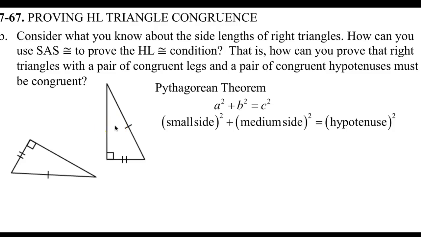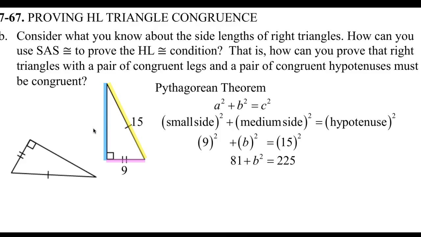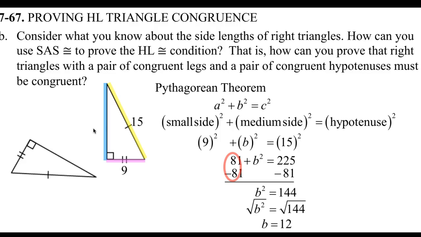So we're going to use a squared plus b squared. Let's say this side is 9, and then let's say that this side is 15. We could find that side that's in blue. Okay, using the Pythagorean theorem, square those numbers, subtract 81. Then we get 144, which we have to square root, and we get 12. So that other side is 12.